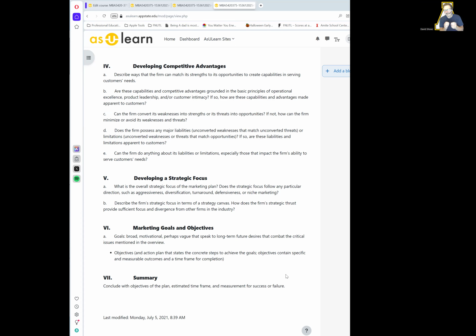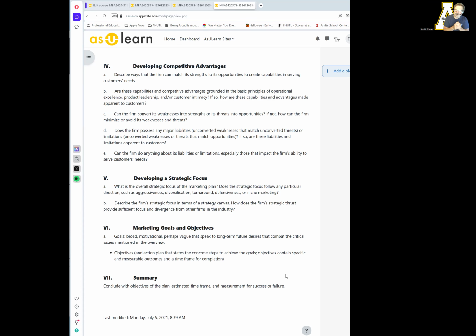Once we decide that, describe the firm's focus in terms of the strategy canvas. And so, how does the firm's strategic thrust provide focus and divergence from other companies? Because remember, it is not where we are similar to other corporations. It is how we are different. And so we want to look at the differences, because the differences help us to position our corporation relative to the competition in the consumer's mind.